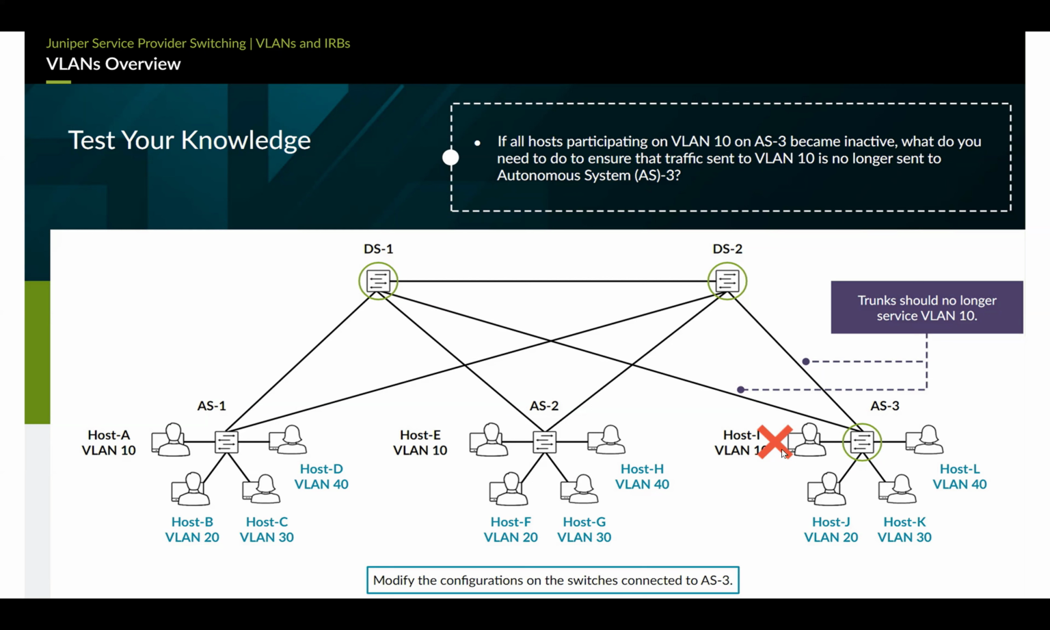If the end user is not assigned to VLAN 10, VLAN 10 packets will not travel from DS1 to access 3, or DS2 to access 3. Okay, so you can modify the trunk ports between distribution switch 1 and access switch 3, and distribution switch 2 and access switch 3. You can disallow VLAN ID 10 because there is no end user connecting on that VLAN.